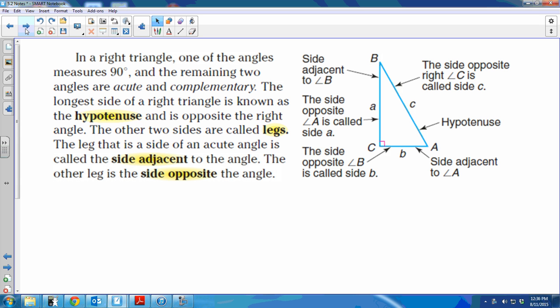So in a right triangle, we have a hypotenuse across from our angle, and we have two legs of the triangle. And depending on which angle you're looking at, you have an opposite leg and you have an adjacent leg, right? Well, you're all familiar with this. This is not groundbreaking information.